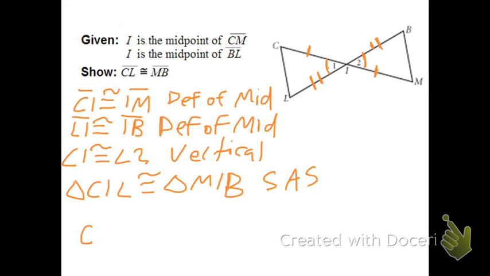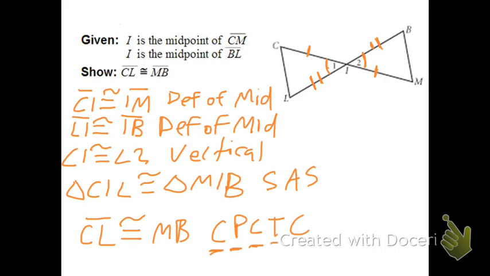Now I could say that CL is congruent to MB because of CPCTC. Corresponding parts in congruent triangles are congruent. Since I already showed that these two triangles are congruent, I know that corresponding parts, such as CL and MB, are congruent. And I know they're corresponding because CL is opposite angle 1 and BM is opposite angle 2. And angle 1 and 2 are equal to each other.